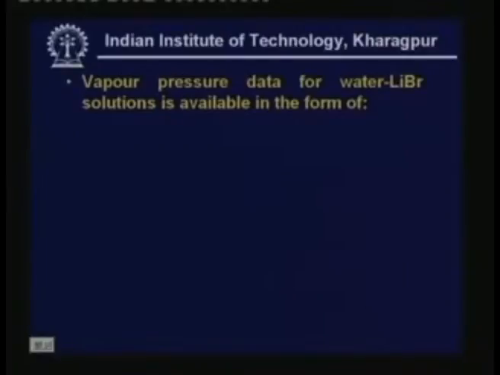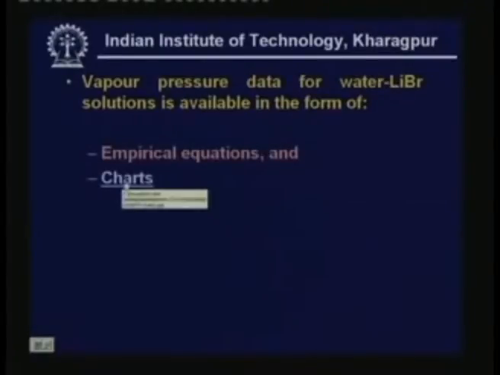The vapor pressure data for water lithium bromide solution is available in the form of empirical equations, and it's also available in the form of charts. Let me show a few particular charts.